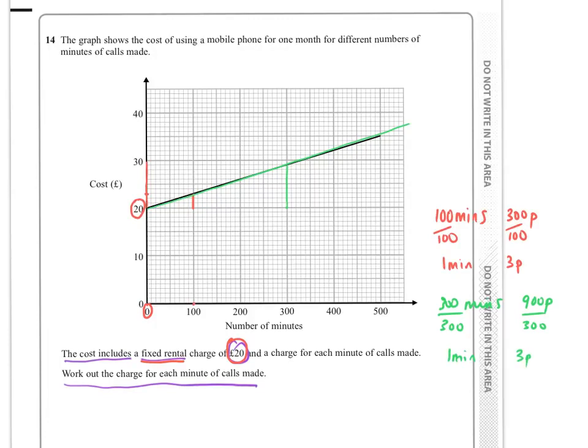So the fact that it's nice and linear means that no matter where we started from, and I just chose an easy one here for the 100 minutes, we can always work out then the cost, the charge for each minute of calls made. So 3 pence per minute. So not too bad if you just understand how straight lines can help you.